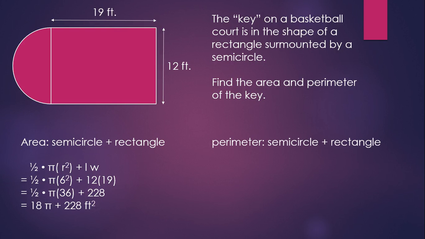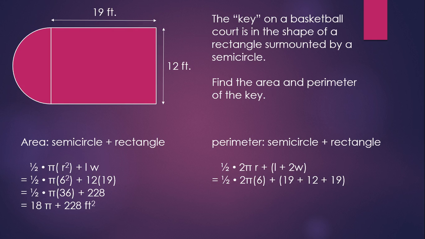For the perimeter, we need the circumference of half the circle, plus we need the length of the 3 sides of the rectangle that we have. So we need 1/2 times 2 pi r, being our circumference formula for a circle, plus we have 1 length and 2 widths. We're only counting the sides of the rectangle that are on the outside for the perimeter.